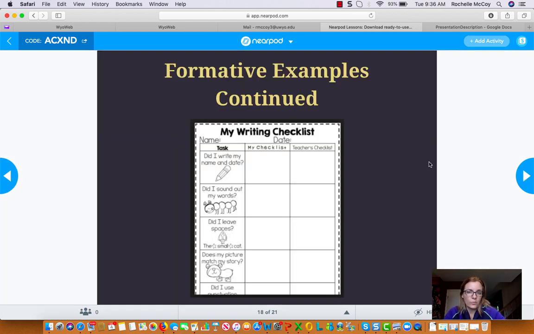Okay, another little writing checklist, a little different than the thumbs up, thumbs down. What's fun about this one is it's got the student checklist plus the teacher checklist. So the teacher can write right on there.